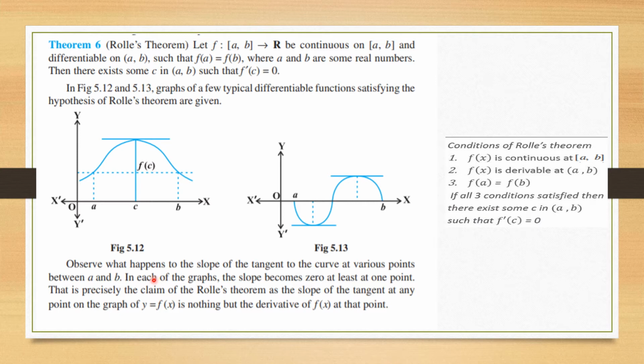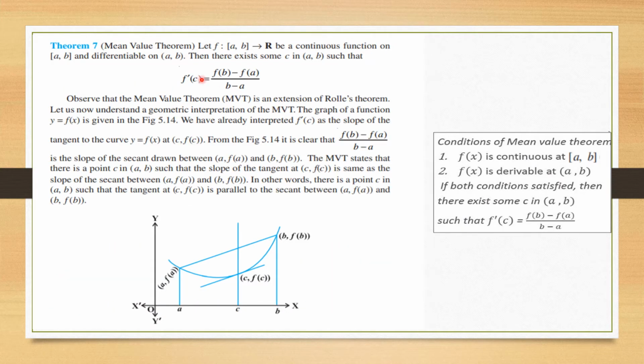So, slope is nothing but the derivative of the function at that point. I think these conditions are clear to you about how to check whether Rolle's theorem is verified for a function or not. Second is your mean value theorem. This is also called Lagrange's mean value theorem.